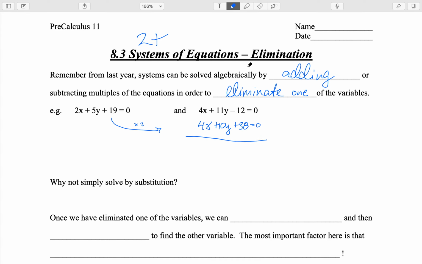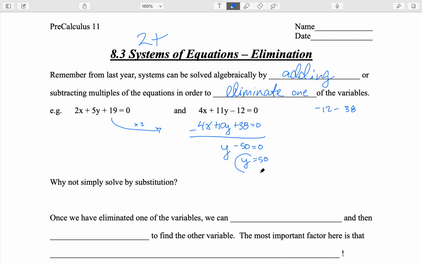Now, should I add these two equations together? Nope. I'm going to subtract them. Why? Because 4x minus 4x is 0x. There are no x's. It just disappeared. Fantastic, that's what I want. The other stuff doesn't disappear. 11y take away 10y, that's 1y. Minus 12 subtract off 38 gives me minus 50 equal to 0. Move over the 50, and y is equal to 50.